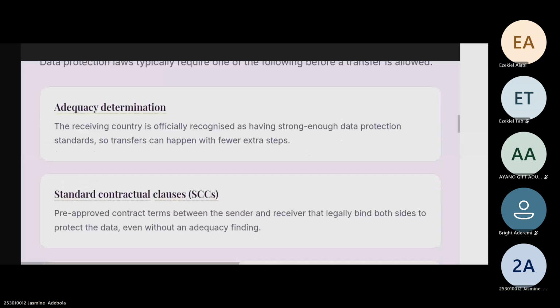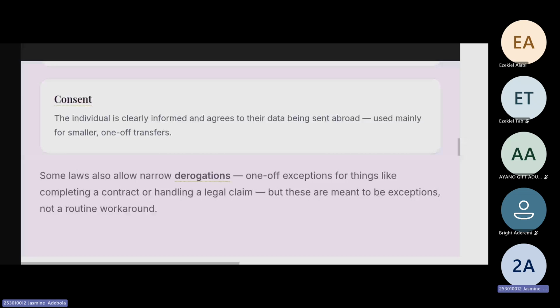And then there are derogations, which are exceptions that don't cover the things I've talked about. Some data faces a higher bar. Health records, financial details, and other sensitive data carry a higher risk if mishandled.